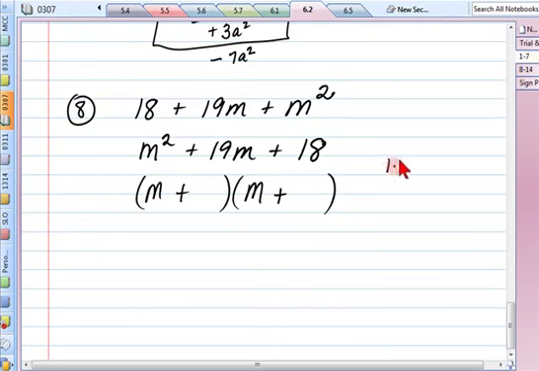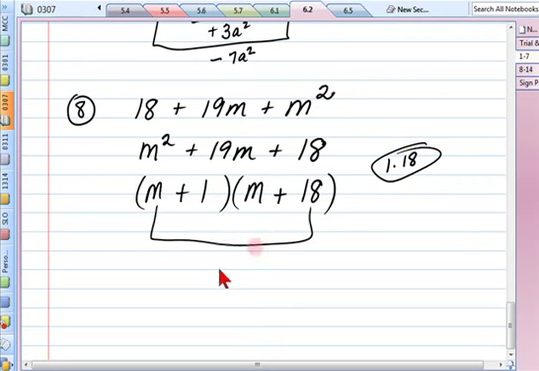How about 1 and 18? I don't need to go any further. Those add up to be 19. And it doesn't matter which one you put where because they're both positive. The outer product is 18m and the inner product is 1m. That gives me the middle term of 19m.